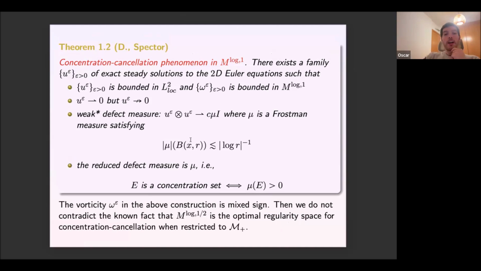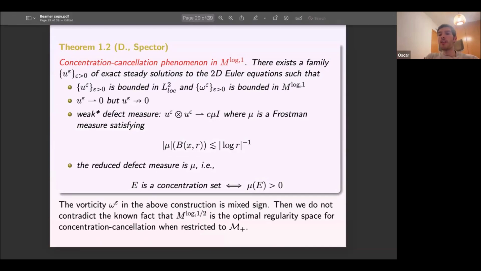Another comment is that our result does not contradict the known fact that 1/2 is the optimal regularity for concentration cancellation when restricted to positive sign vorticities. The point is that in our construction, the vorticity is mixed sign. We know that working with positive sign, this is the best one can get. So to construct a counterexample further beyond 1/2, one has to avoid positive sign and work with mixed signs, and this makes the analysis much more complicated.